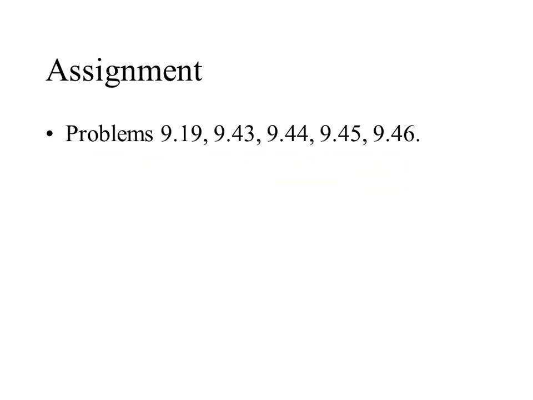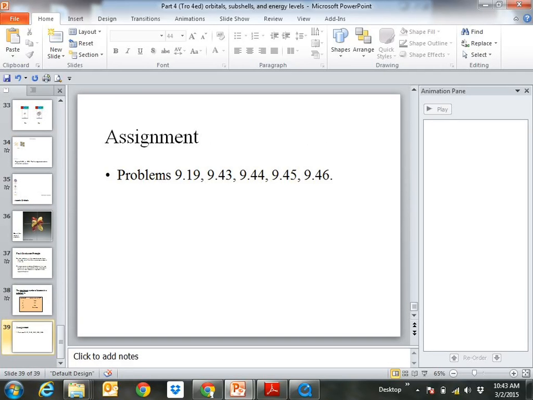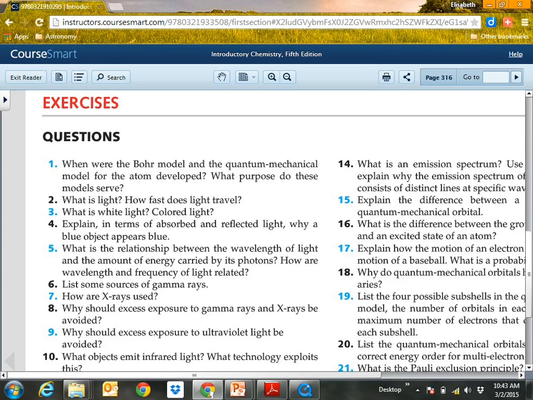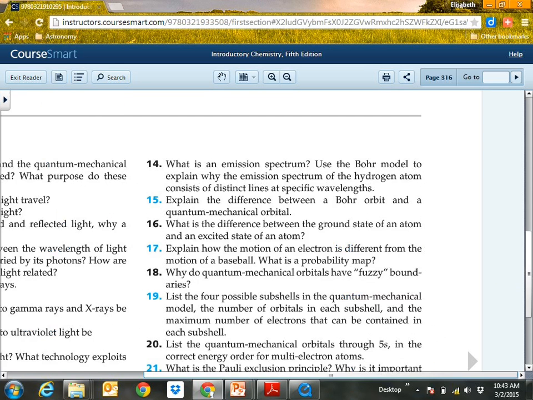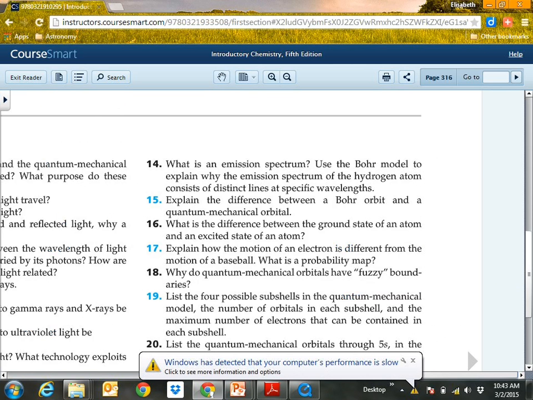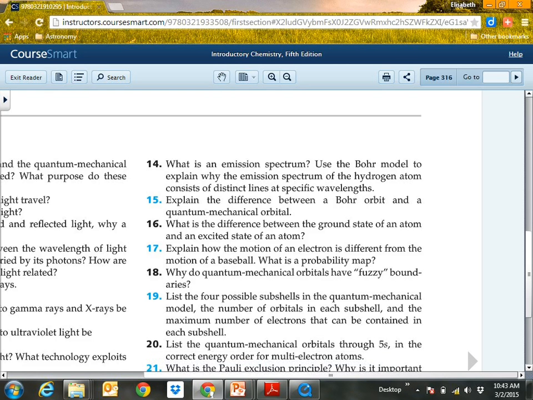All right, let's take a look at these. You don't need your calculators for these, which is kind of nice. Question 19 is to list the 4 possible subshells in the quantum mechanical model: S, P, D, and F, and their maximum number of electrons. You're cool with that, I'm sure.